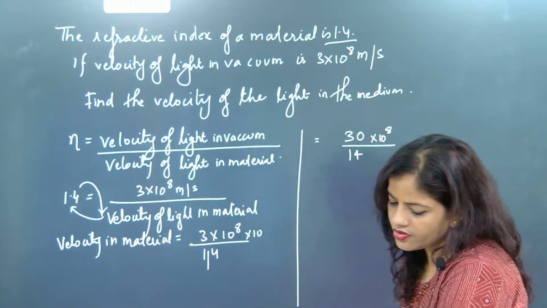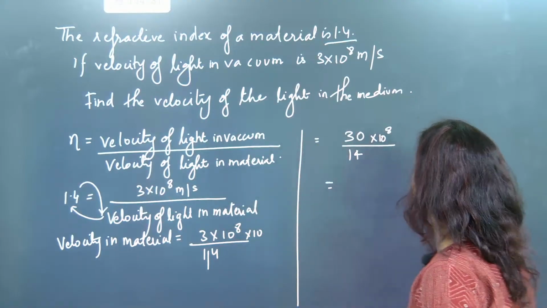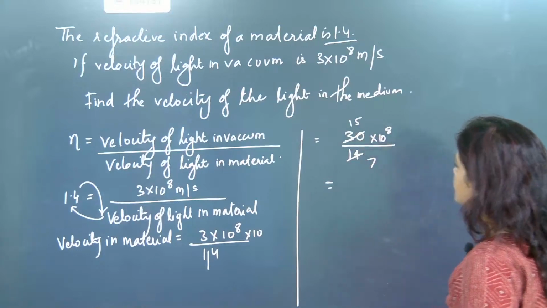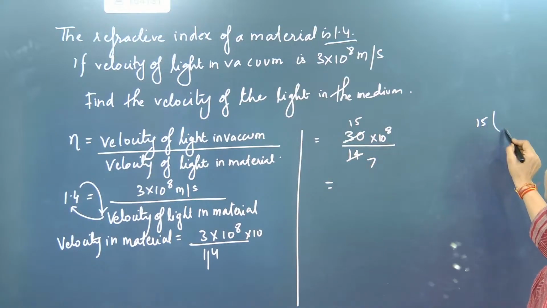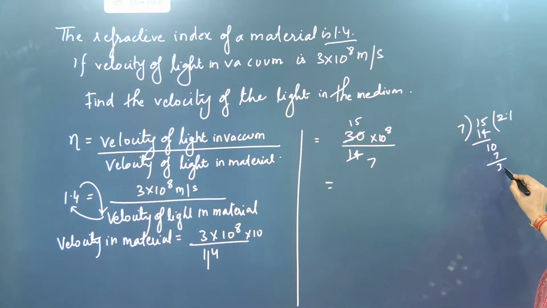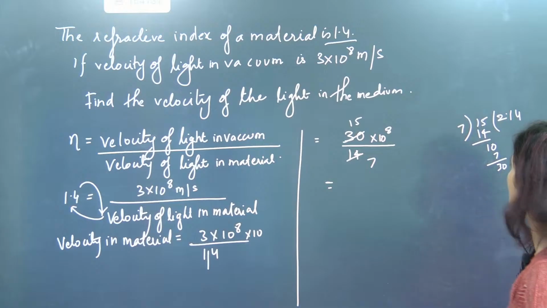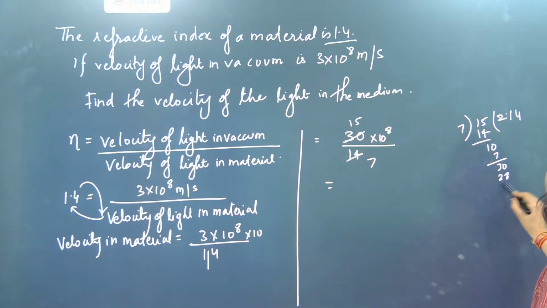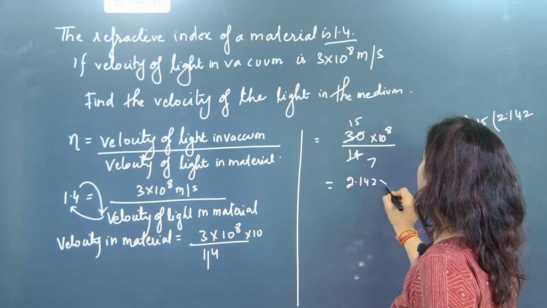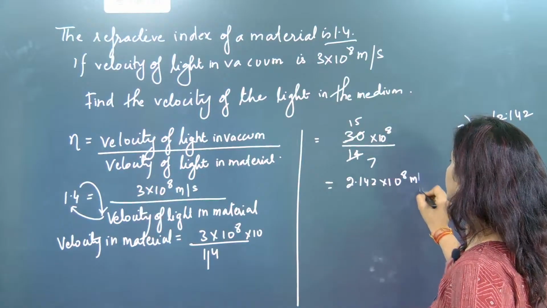Okay, now try to solve it, beta. So here 30, so 2 sevens are 14 and here 15 came. Then we can write 2 point, because 28 is coming as 2, now here it is coming as 20, so again 2 points. So we will write 2.142 into 10 to the power 8 meter per second.